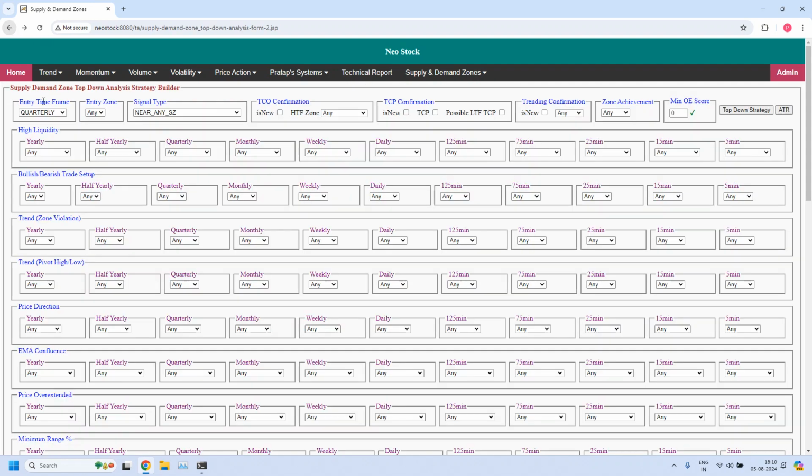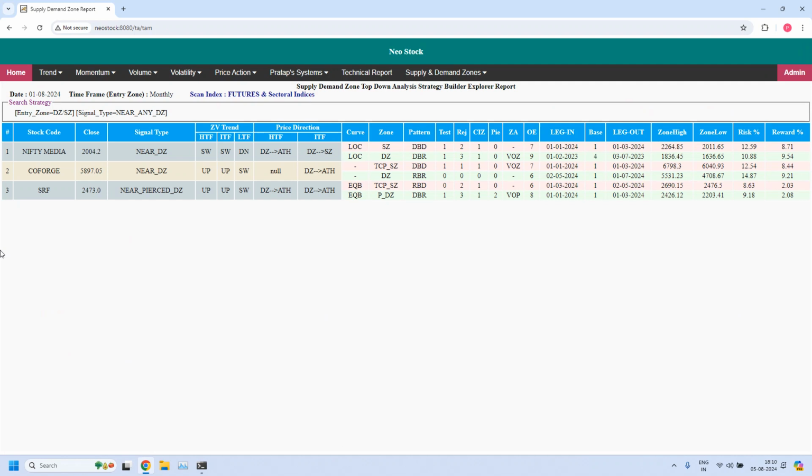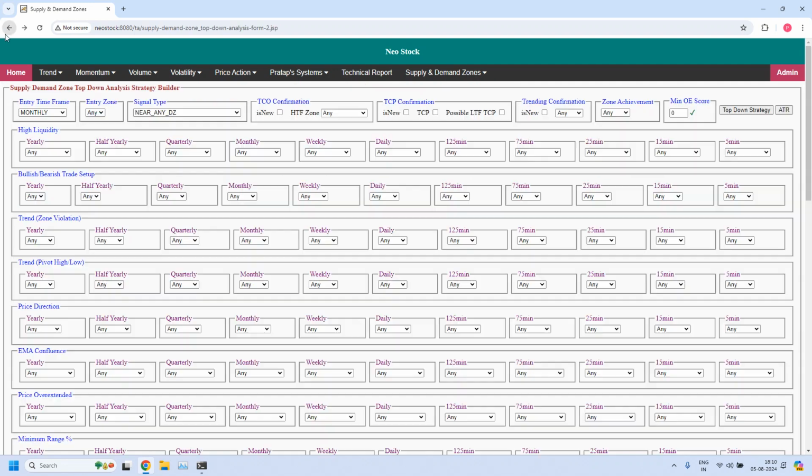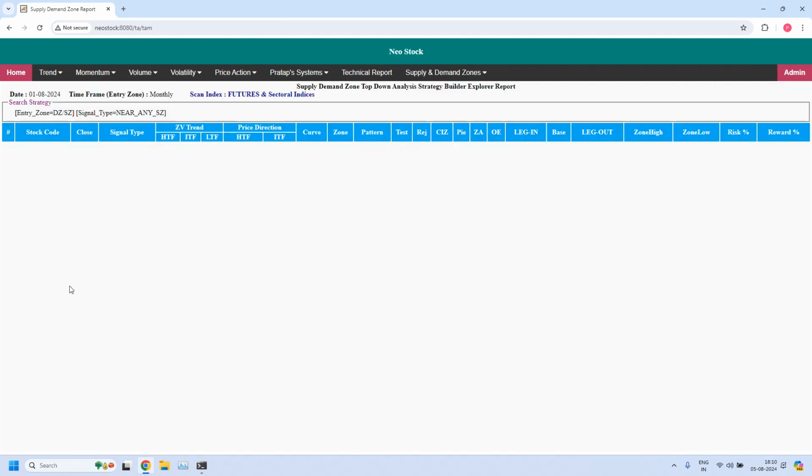Next report, changing the time frame to monthly. Let us find the stocks near monthly demand zone. 3 stocks are filtered. So I'm going back. For monthly time frame, let us find the stocks near monthly supply zone. So no stocks are near to the monthly supply zone. Let me go back.